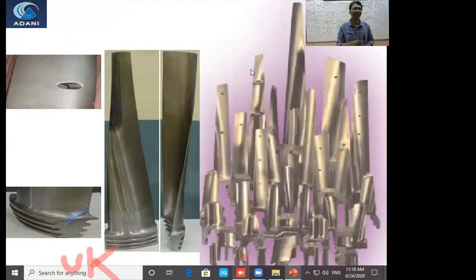So these are different sizes of blades, small to larger size. On the left side, you can see the roots of the blades. Next.